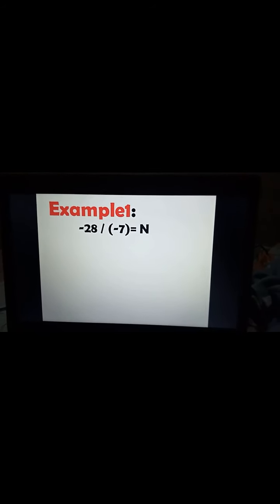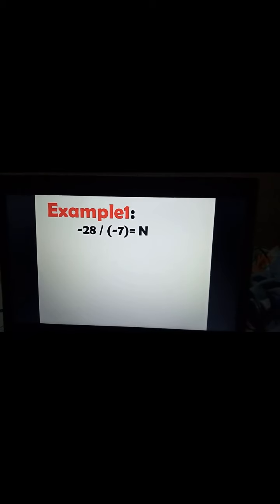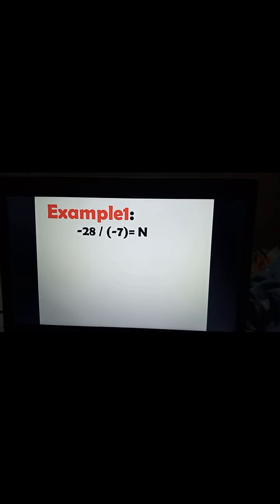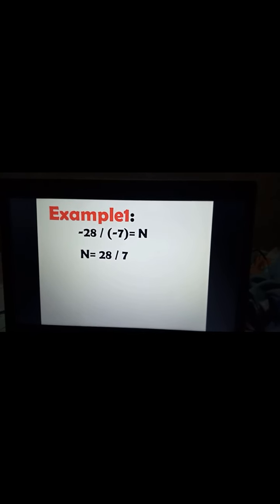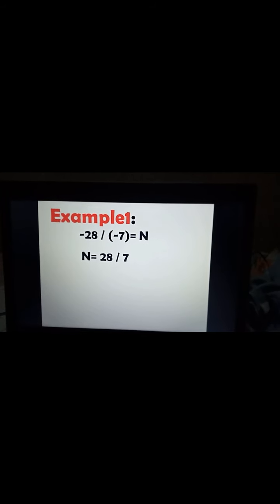Example, negative 28 divided by negative 7 is equal to n. So, they have the same sign. The absolute values of negative 28 and negative 7 are 28 and 7. Copy the division sign.